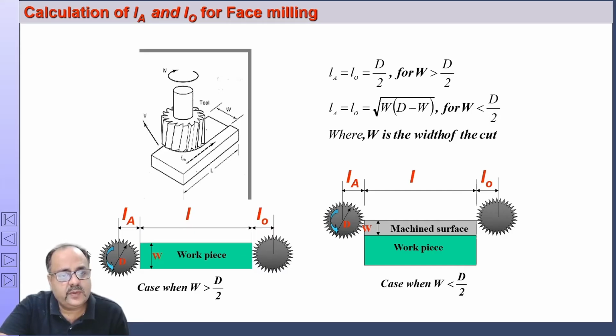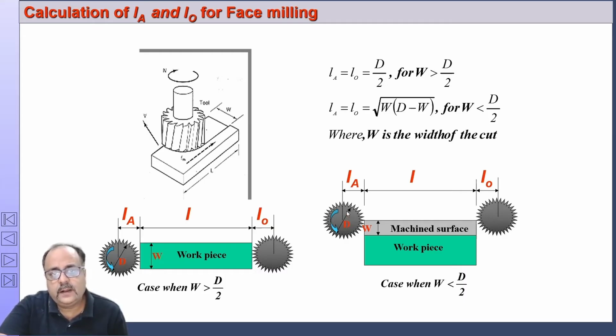Of course you can start from here and you can end here, but this is the minimum distance you have to traverse. So there is an approach length and there is an over travel, and that is equal to d by 2, because this distance is d by 2. So that is d by 2.